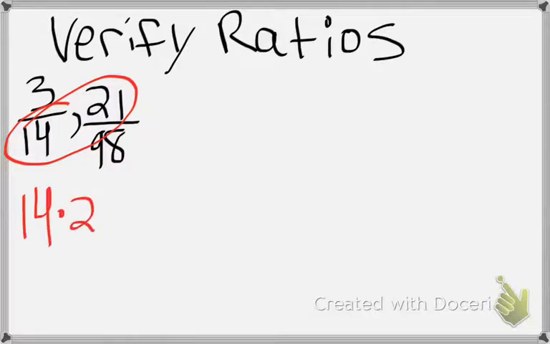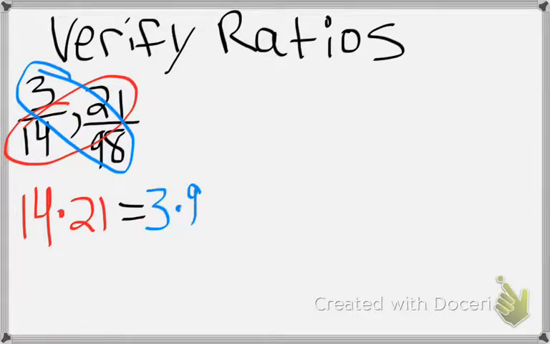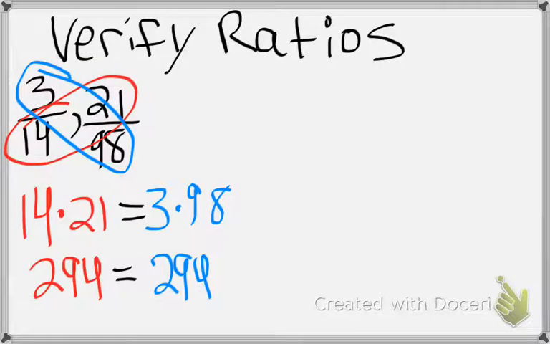So remember, the cross product property means multiplying diagonal in both directions. So 14 times 21, we're going to check to see if that's equal to the other direction. In this case, 3 times 98. So multiply both of these. And if you do that, you end up with 294 equals 294. So it turns out it is true. They are equal to each other. So for that reason, these ratios are equivalent, and yes, they are proportional. That's what we just discovered.